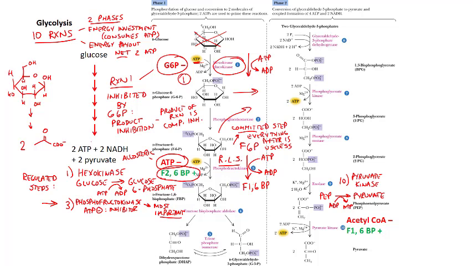Step 10, pyruvate kinase. It is inhibited by acetyl-CoA, and it is activated by fructose 1,6-bisphosphate. So fructose 1,6-bisphosphate is the product of reaction 3. So it actually activates the last step of the reaction. So think about it. That kind of makes sense, doesn't it? Because this is our committed step. We said everything that comes after that is useless except to make more pyruvate.